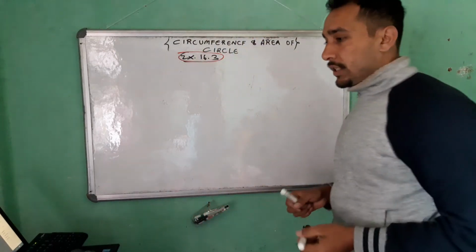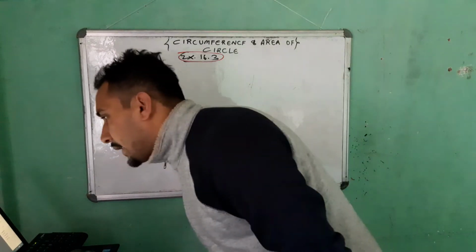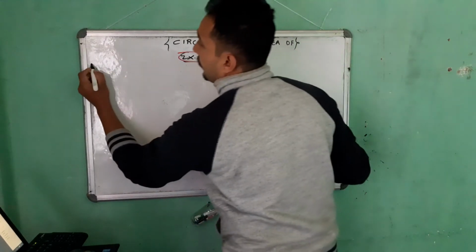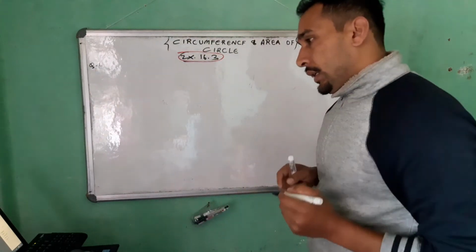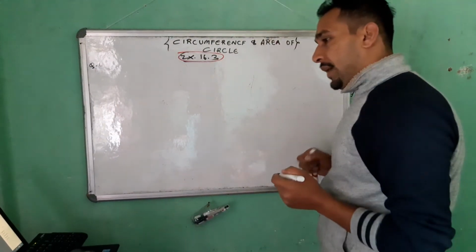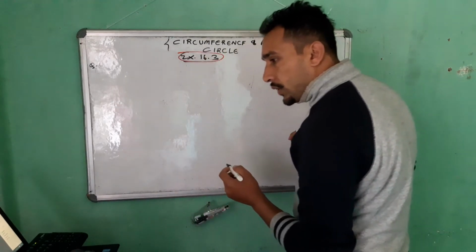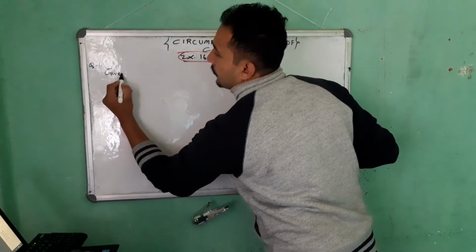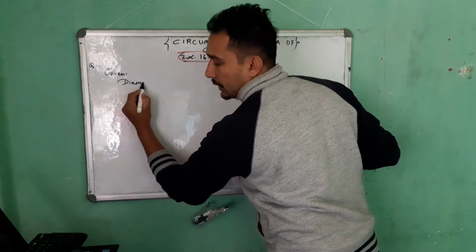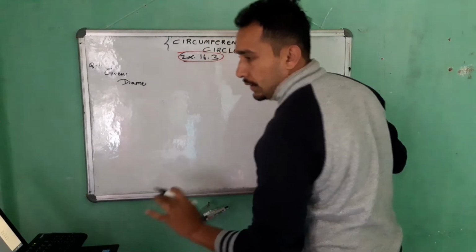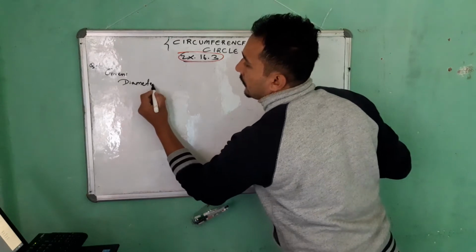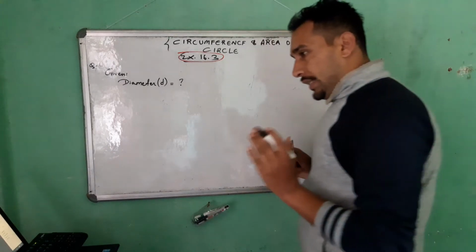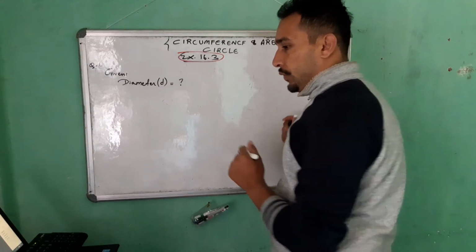First question, exercise 16.3, page number 378 of the ML Agrawal book. Question number 1: find the length of the diameter of a circle whose circumference is 44 centimeter. So given, diameter, let's denote by small d, is the question mark. Find the length of diameter of circle whose circumference is 44 centimeters.